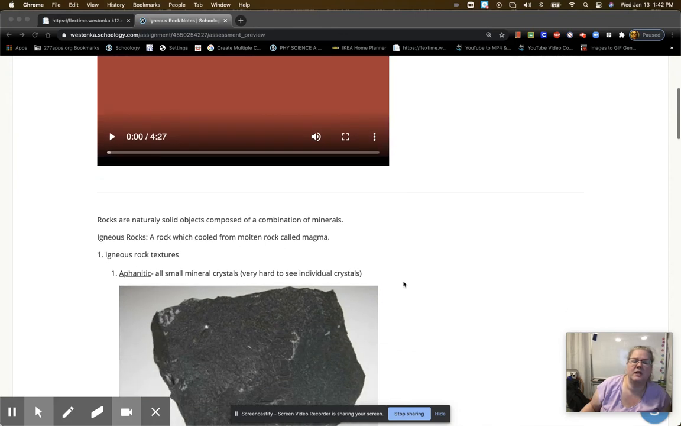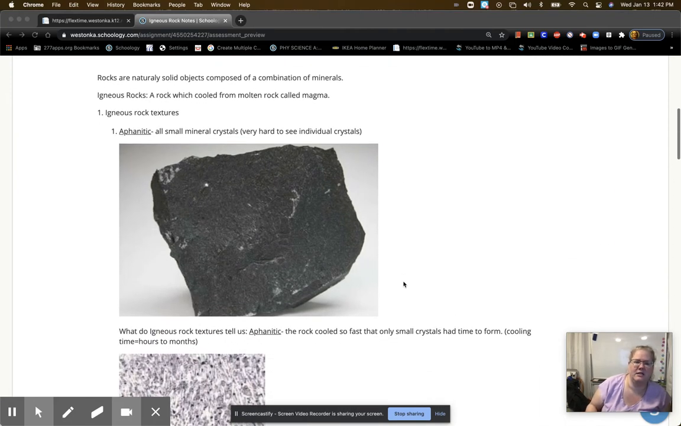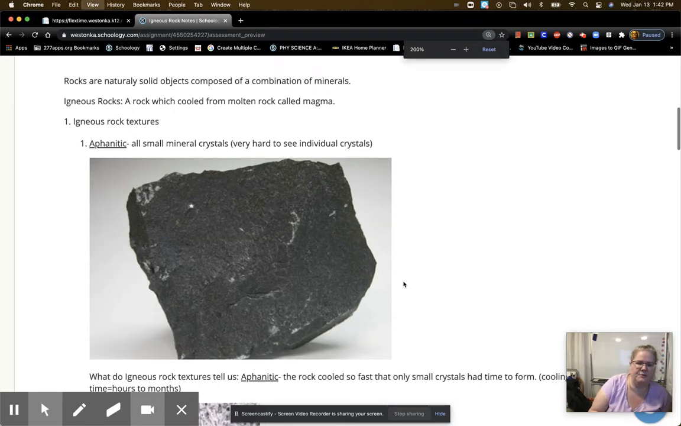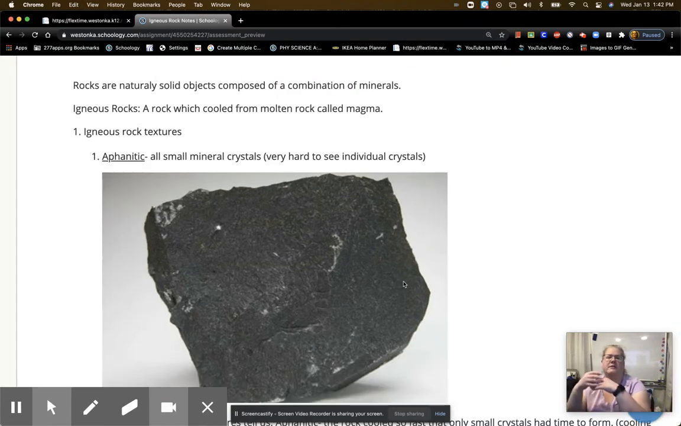So we're going to start with igneous rocks. And igneous rocks are, let's see if I can make this a little larger, naturally occurring solids, a combination of minerals. Igneous rocks form deep underground from magma. So basically, they start from being melted. And we identify igneous rocks by their texture, and each texture has a different name. If you have large crystals, it's one thing. If you have small crystals, it's aphanitic.